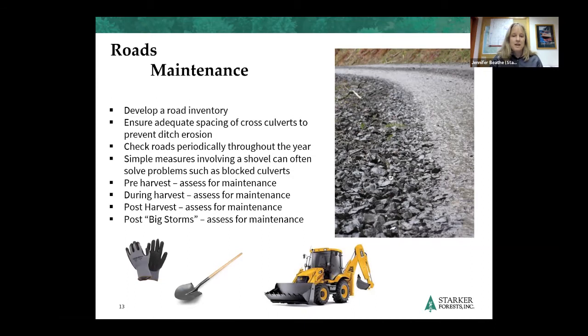You can assess for maintenance during the pre-harvest period, during the harvest, and post-harvest, and then also during big storms. And when I started as a forester in the late 1990s, after we had a big storm, we were all hands on deck, running out, checking to make sure that our culverts weren't plugged. But since the Oregon plan and our replacement of many dozens, and for us it's been about 100 culverts for fish passage, we find that the culverts are not plugging like they used to. So they're the adequate size.